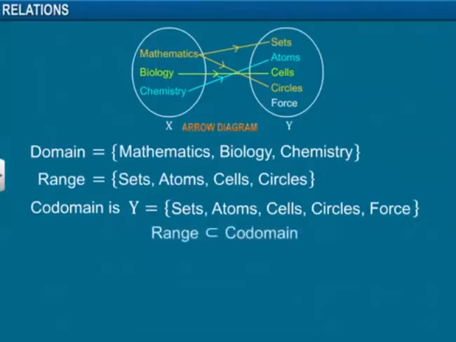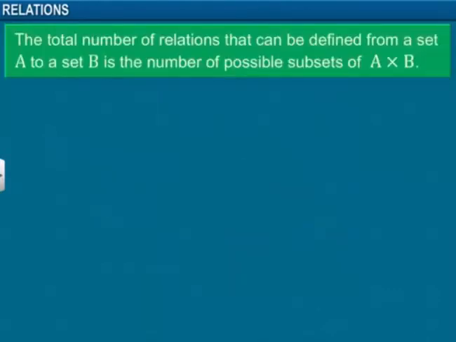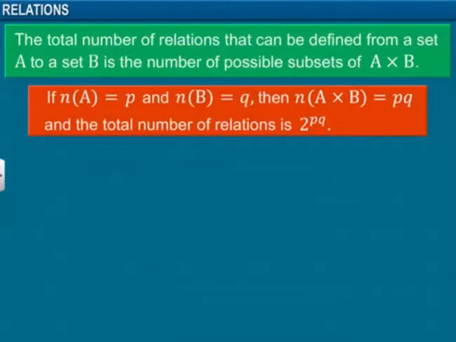The total number of relations that can be defined from a set A to a set B is the number of possible subsets of A cross B. If the number of elements in set A is P, and the number of elements in set B is Q, then the total number of ordered pairs in the Cartesian product of A and B is PQ, and the total number of relations from A to B is 2 raised to the power PQ.